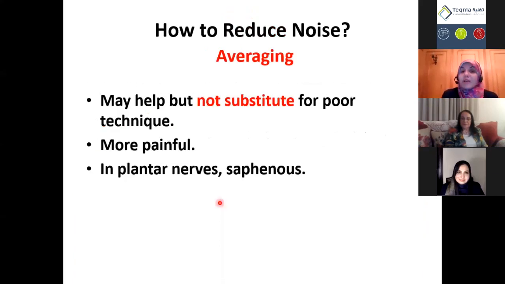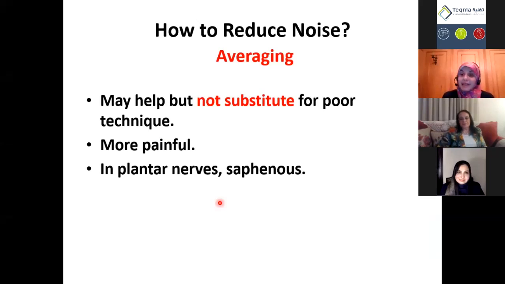After all this, we can use something called averaging. Averaging is this: you repeat the response several times over each other. We know that the signal that we want is not random, so when you sum it, you get it better and bigger. But the noise is random, so when you average or sum it, it cancels itself on repeated summation.